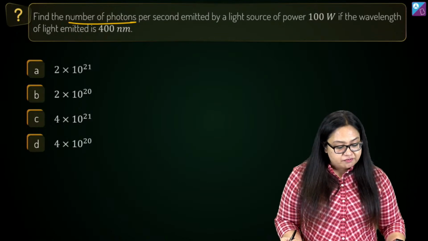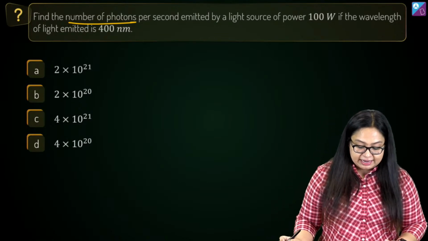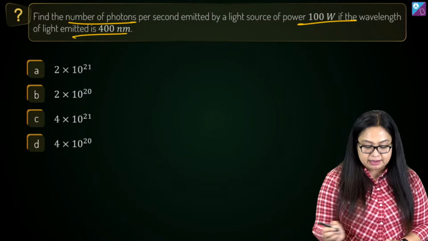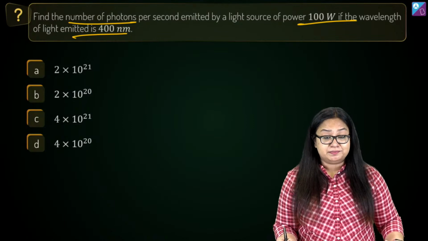The question is, find the number of photons per second emitted by a light source of power 100 watt if the wavelength of light emitted is 400 nanometer.